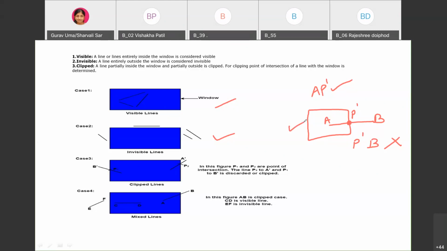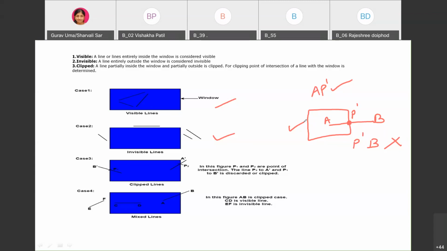Now see case 4. In case 4 there are mixed lines. There are 3 lines. One line is outside the window, one line is inside the window and one line is partially inside but partially outside the window. Now tell me, in this case which line we have to keep and which line we have to discard? That means which line we have to clip out.